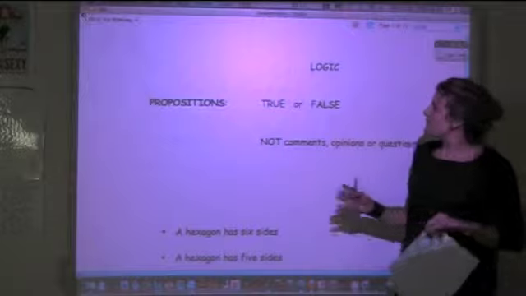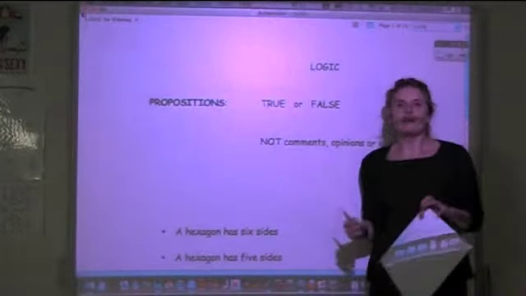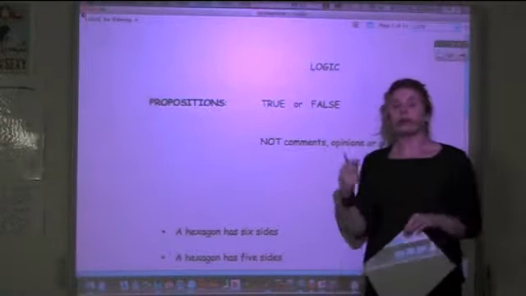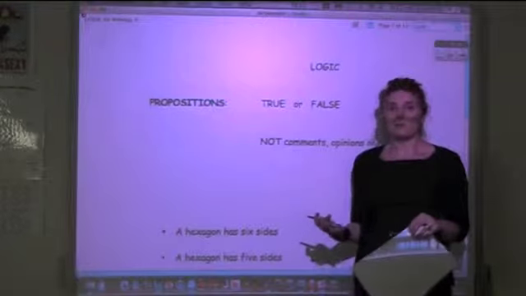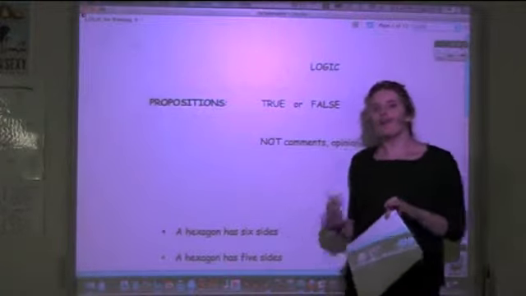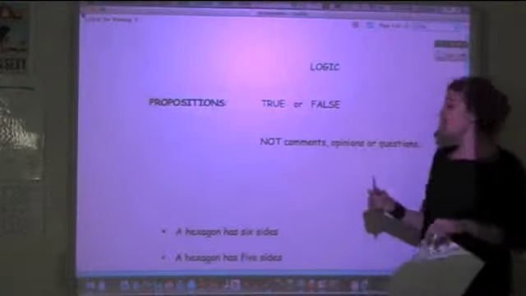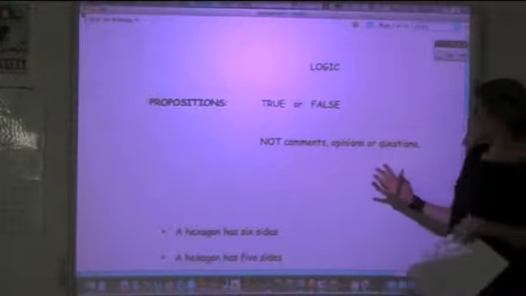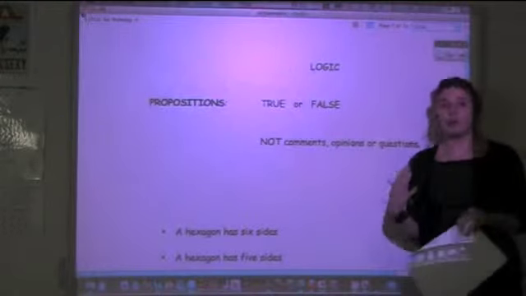All logic is based on propositions. Now propositions are statements that can be either true or false. And it's really important that we know what propositions are not. They are not comments, they are not opinions, and they are not questions.